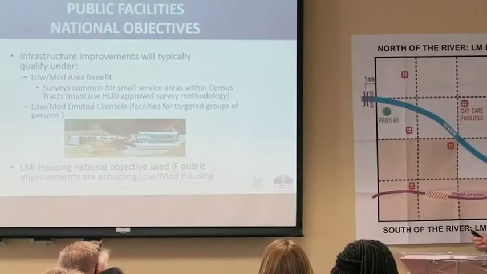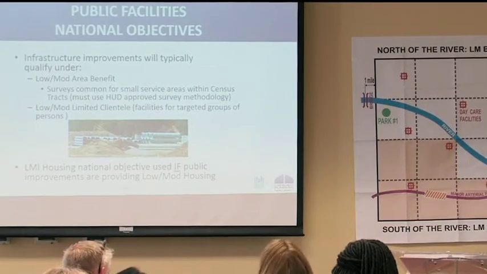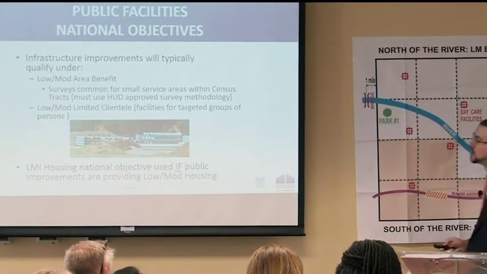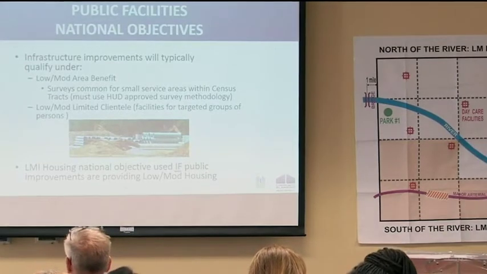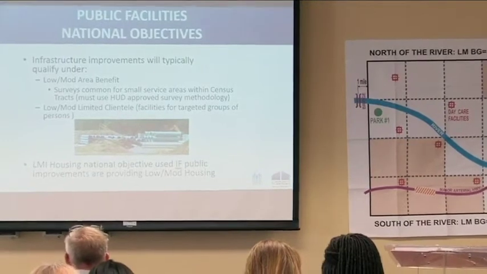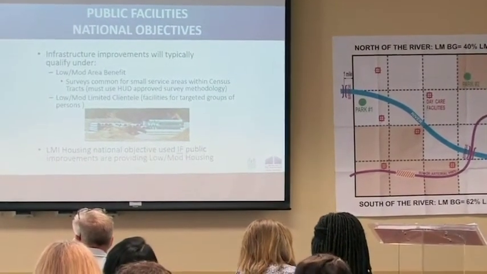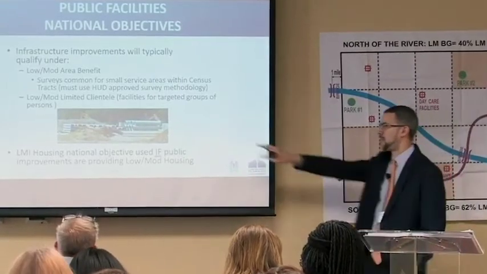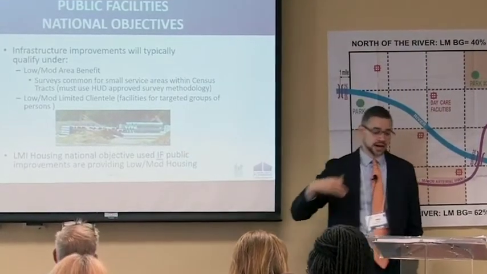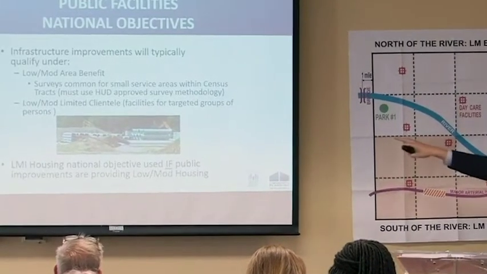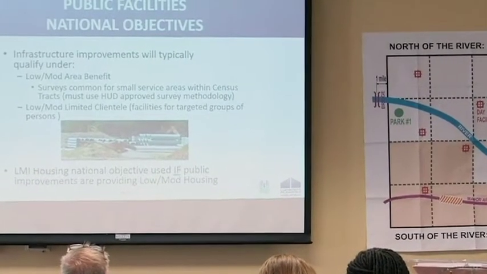All right, so I think Rudy covered this pretty well in his example that you see here. Typically, infrastructure and public facility improvements are seen as benefiting the community at large, and so area benefit is going to be the most common national objective that you apply to that. However, some of the public facilities that are targeting victims of domestic violence or special needs populations, those could be classified under low mod clientele.